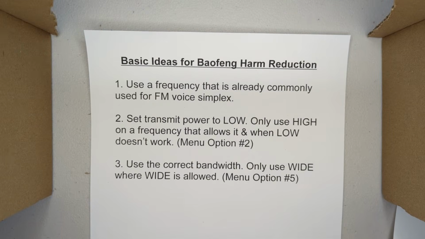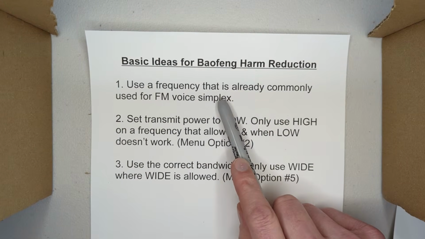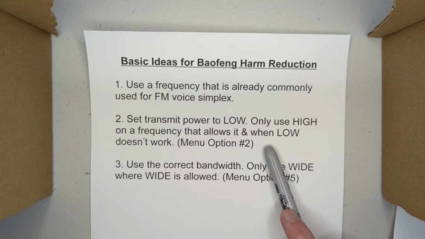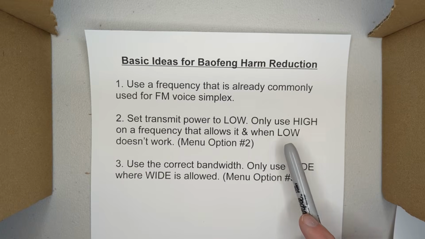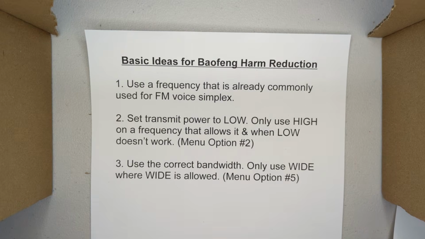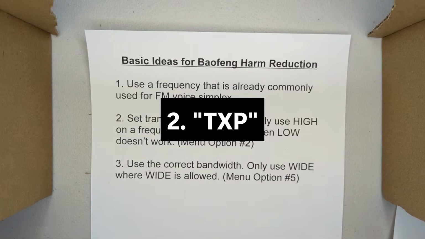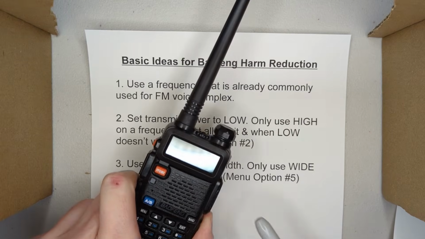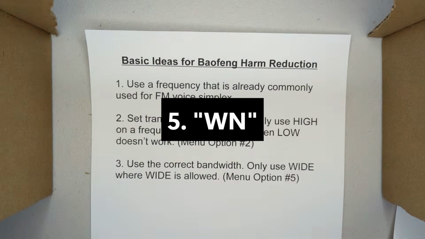So let's talk about some of the basic principles of how to operate one of these without causing problems for other people. Basic ideas of Baofeng harm reduction. First, we use a frequency that's already commonly used for FM voice simplex. Second, we use the lowest transmit power we can. We set it to low by default. We only use high when we're on a frequency that allows higher power, and where low doesn't work. Power is set by menu option number 2 in the transceiver. And we're going to use the correct bandwidth. We will only use wide bandwidth where wide bandwidth is allowed. Bandwidth is menu option number 5 in this transceiver.